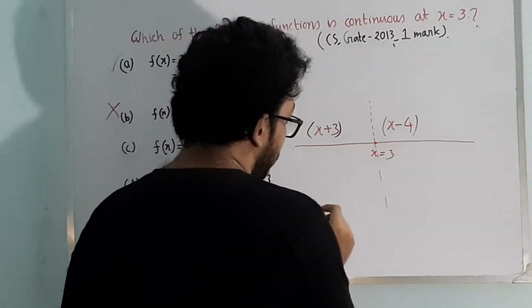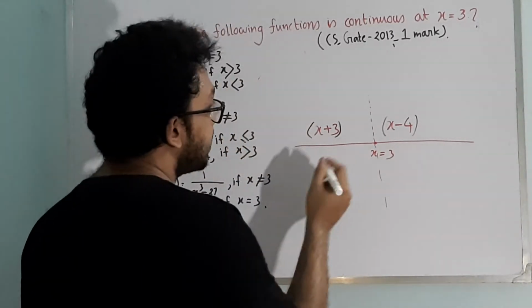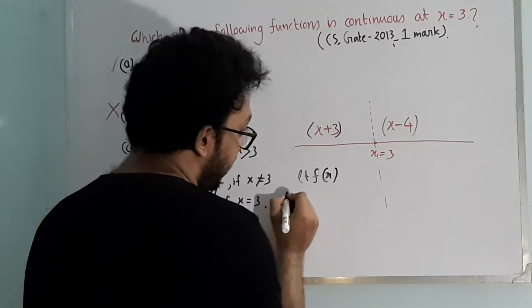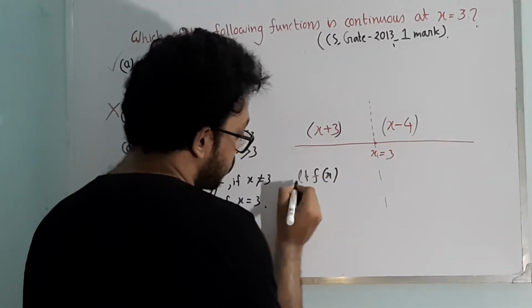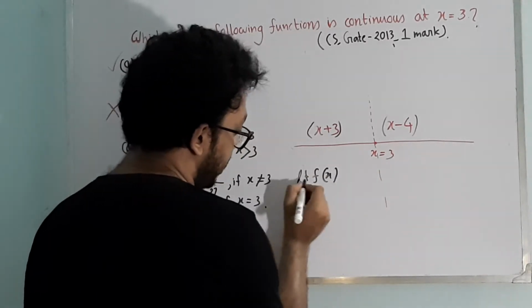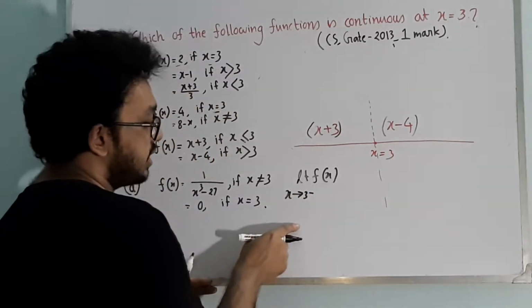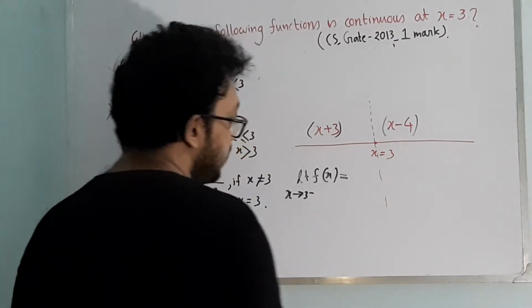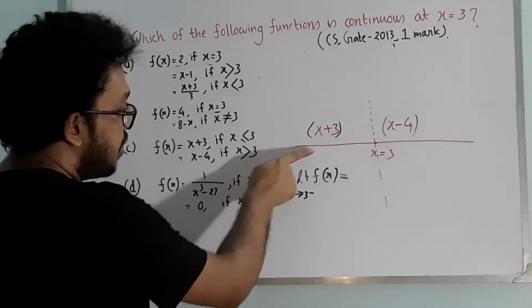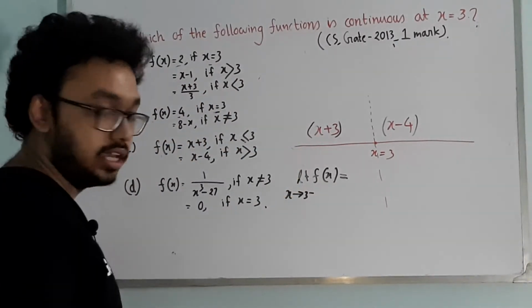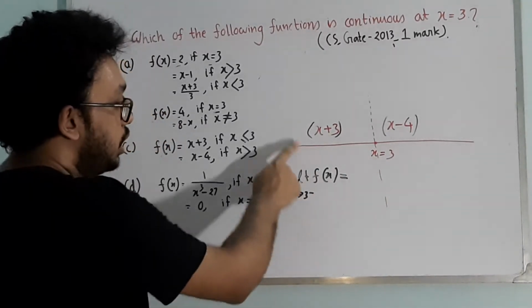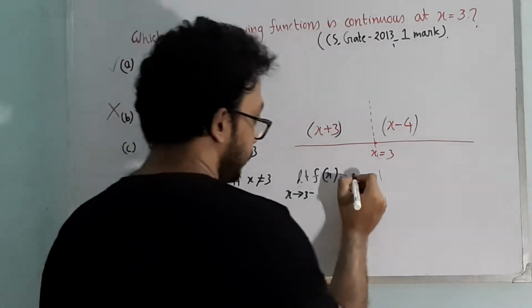So while evaluating the left hand limit of the function f(x), that is denoted by limit of f(x) as x tends to 3 minus, because we are evaluating the limit at x equal to 3, and this negative sign implies that the left hand limit is being evaluated at x equal to 3. So while evaluating the left hand limit, f(x) will be replaced by x plus 3, because just in the left neighborhood of x equal to 3, you have f(x) equal to x plus 3.